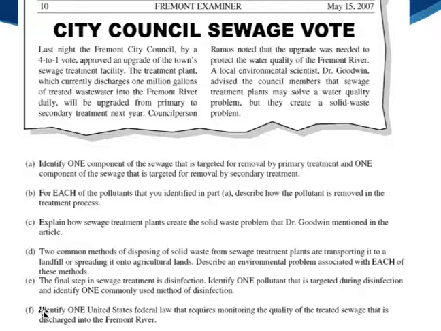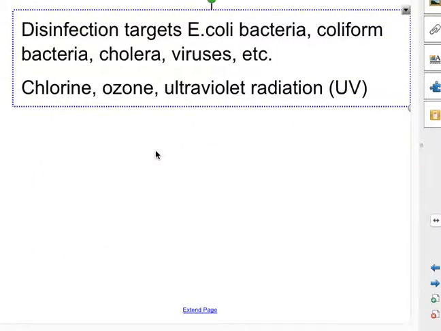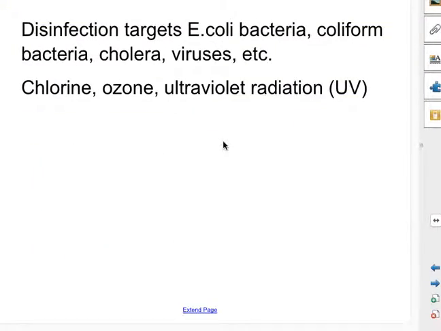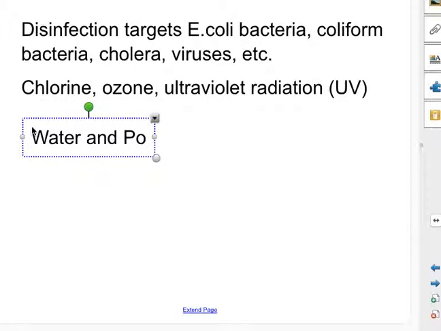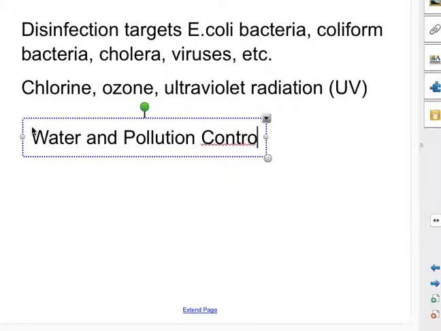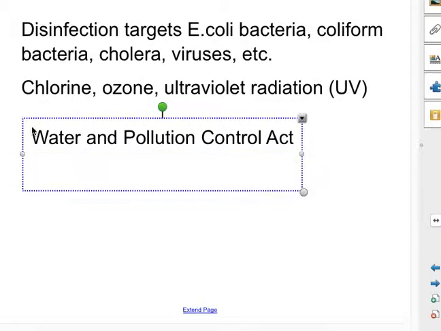Pretty straightforward. The last part, part F, identify one United States federal law that requires monitoring the quality of the treated sewage that's discharged into the Fremont River. Okay. All you have to do is identify that law. So that's pretty simple and straightforward to do. The Federal Water Pollution Control Act is one that you might have chosen.